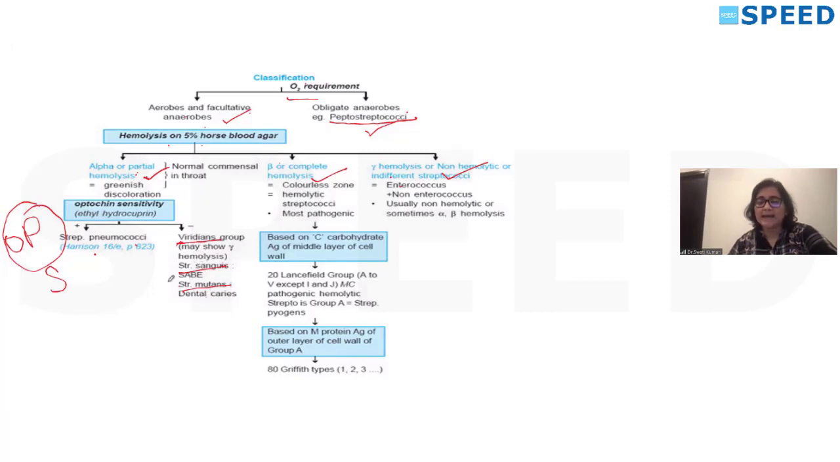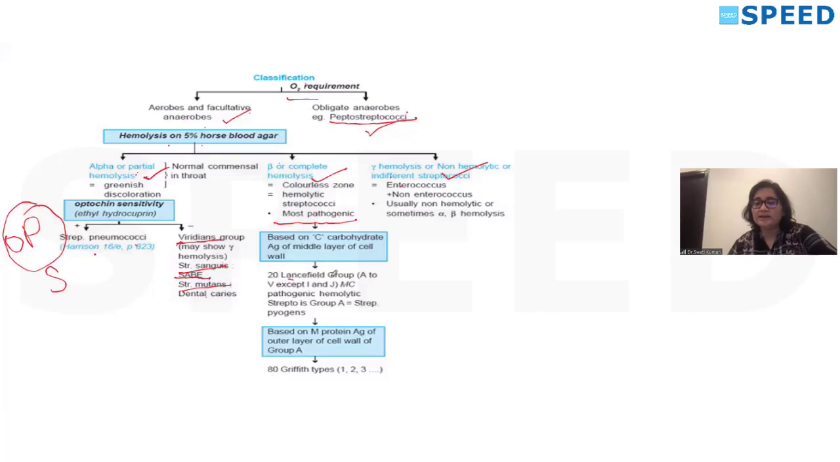Viridans and sanguis are responsible for subacute bacterial endocarditis, okay? And mutans causes dental caries. Beta hemolysis, which is complete hemolysis, and most of the human pathogens belong to beta hemolytic Streptococcus, which we classify.